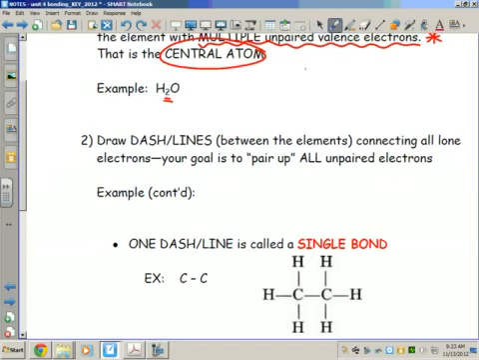We start by drawing the Lewis structure for hydrogen with its single valence electron. We move to oxygen with its 1, 2, 3, 4, 5, and 6 valence electrons. You can see here, it's clear that oxygen has these two unpaired valence electrons. That's the one that has the ability to become the central atom. It can bond in multiple directions. Hydrogen can't. So we take our remaining hydrogen and put it below. I'm going to put it adjacent to that other unpaired electron for oxygen.